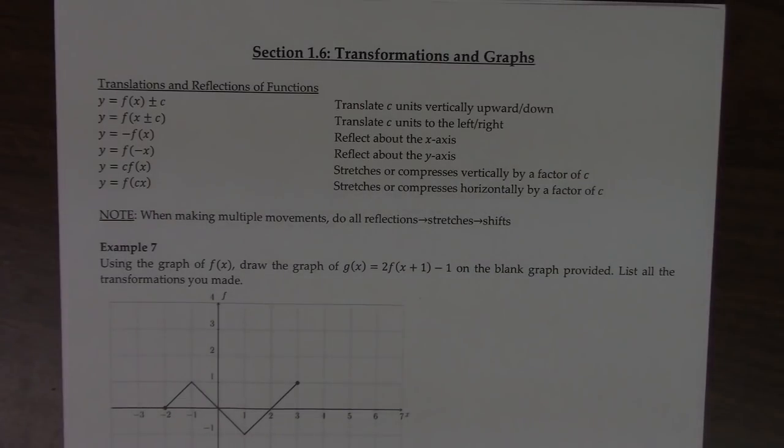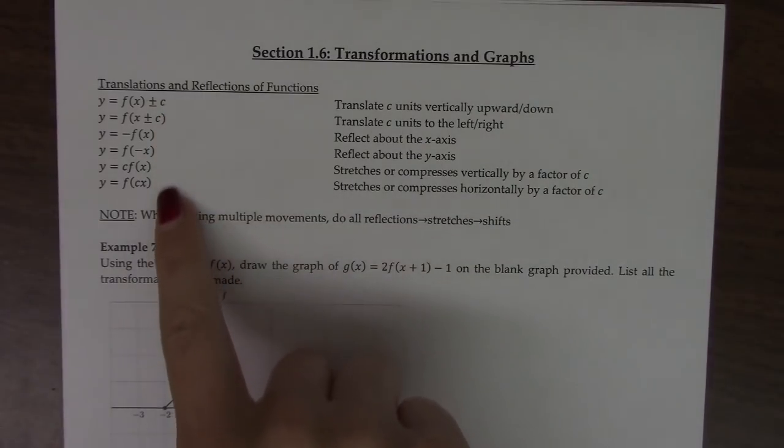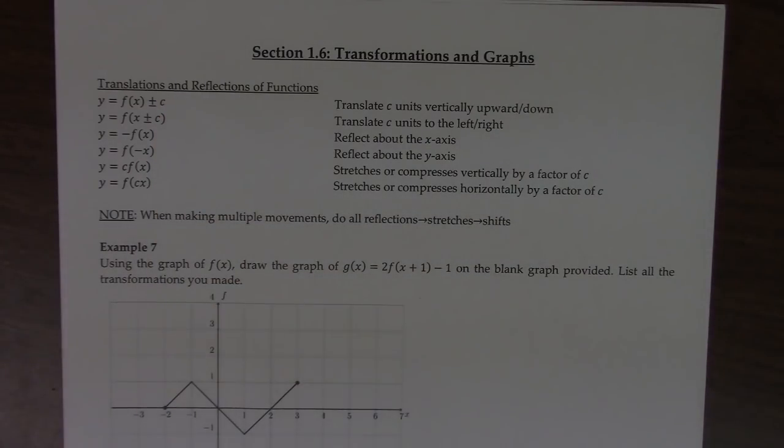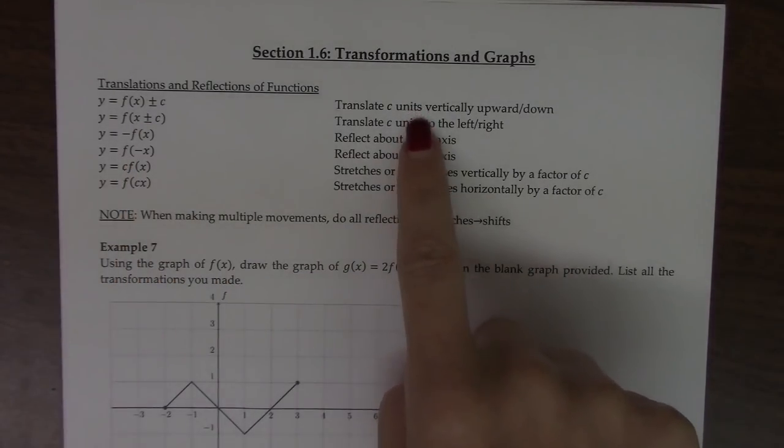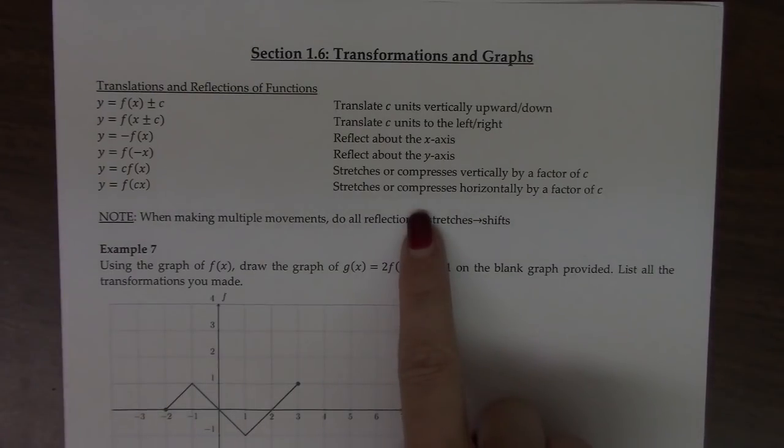Section 1.6 is transformations and graphs. What we're going to talk about in this section is taking a function and shifting and moving it around. We've listed out here all the possible moves. C in this case stands for a real number, a constant. And over here, we explain what those shifts and translations do.